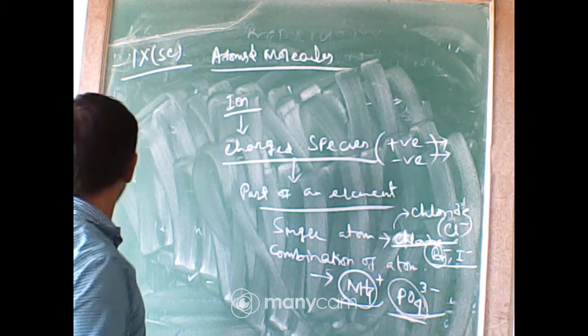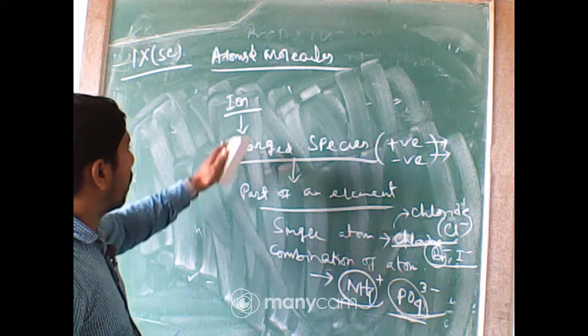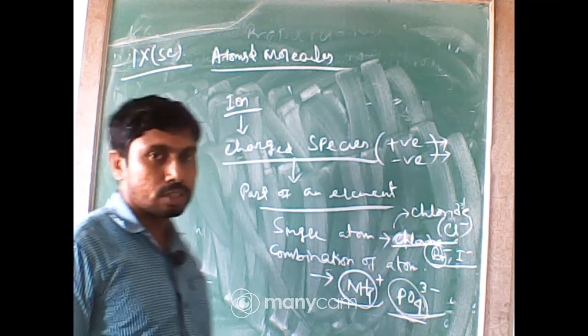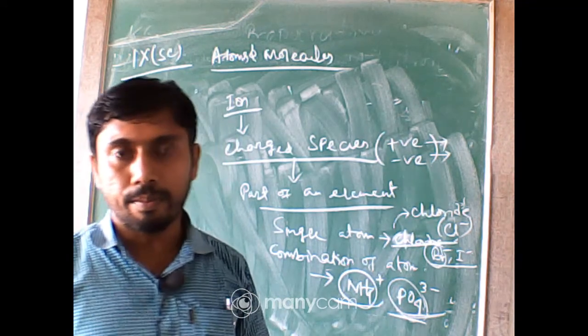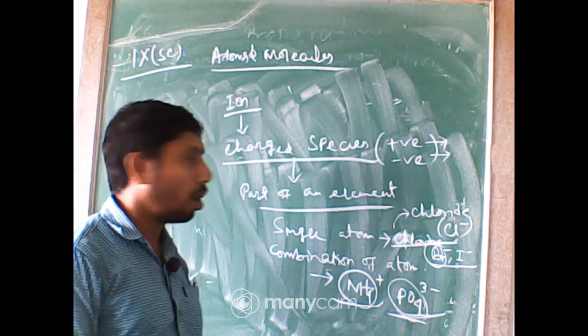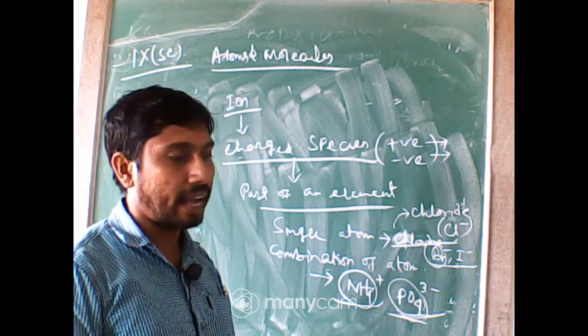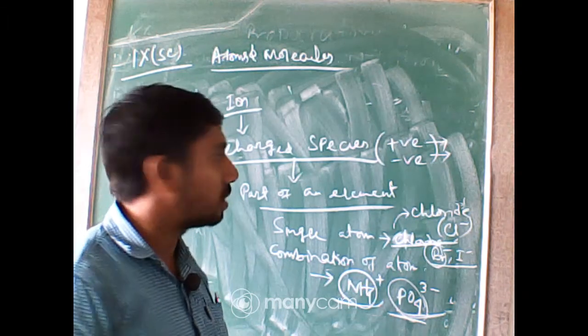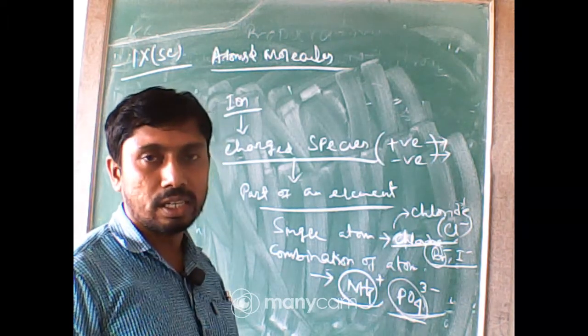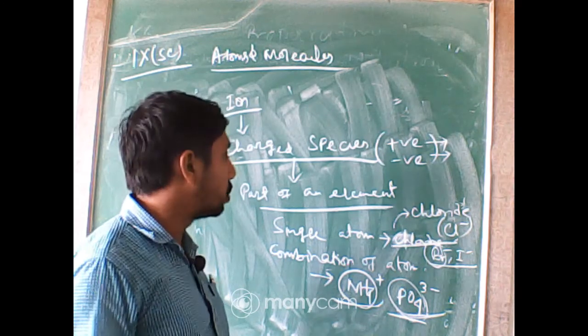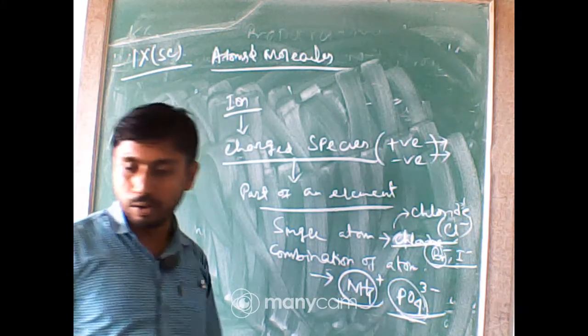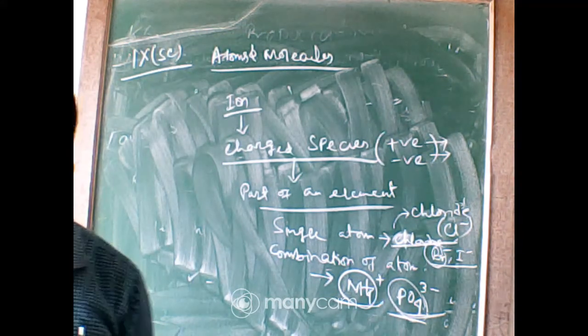Okay. Now coming to that section about the definition. So, when a part of an element or any species carries a positive or negative charge, which by origin is part of an element, then it will be called an ion, and the definition will also be there in your textbook.